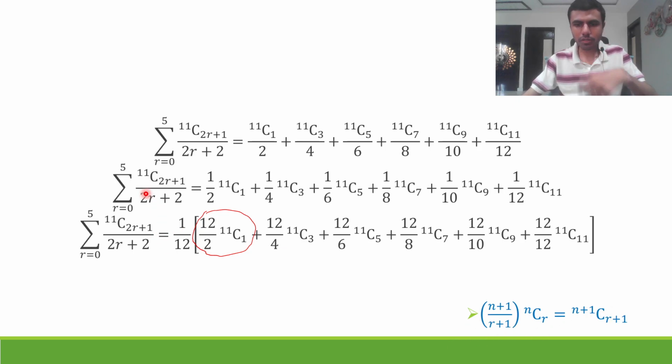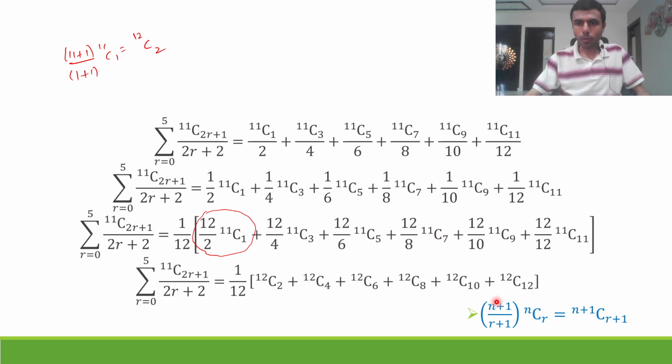Now see here, the first one, I can write it like 11 plus 1 by 1 plus 1 into 11c1. So this is matching, right? n plus 1 by r plus 1 into ncr is nothing but n plus 1c r plus 1. So 11 plus 1 is 12c r plus 1, which is 2. So this entire thing is going to become 12c2. Likewise, this entire thing will become 12c4. This will become 12c6, this 12c8, this 12c10, and this 12c12.